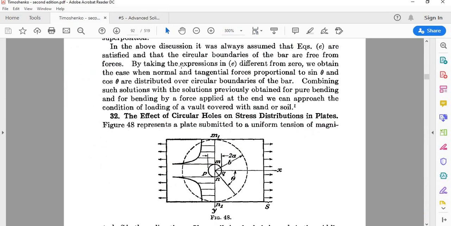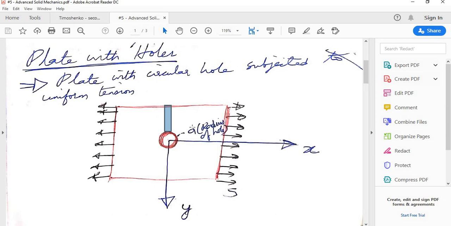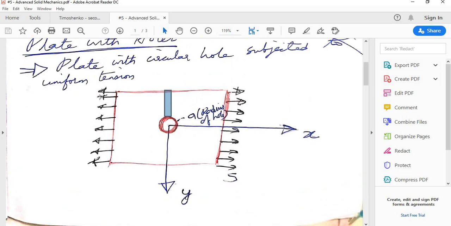As you can see from this figure, the stress distribution varies like this. It is high closer to the hole, and lesser, below average, away from the hole. Now let us look at how we can solve this problem of plate with holes from the principles of advanced solid mechanics that we have learned so far. So this is the problem.